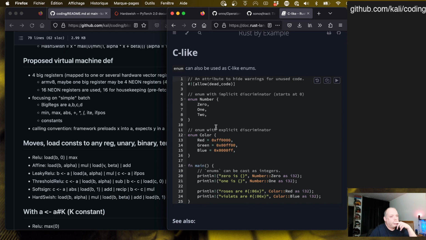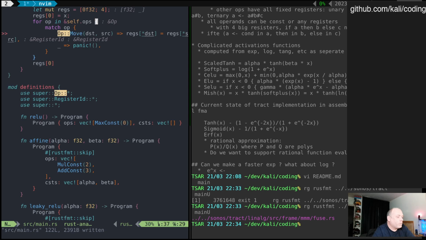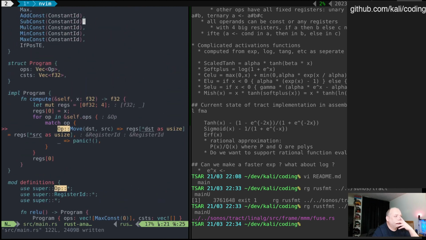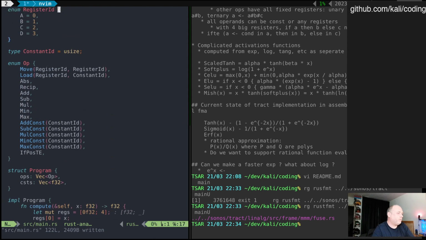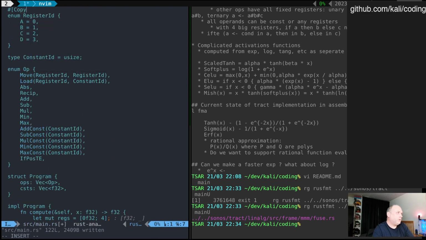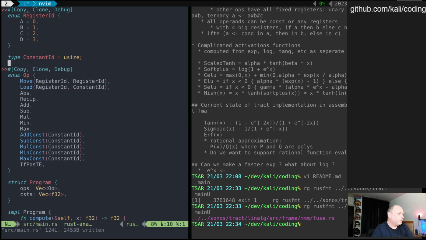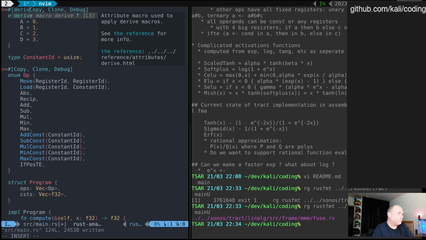And then how do I use them? Oh, just by casting. Okay. Why not? I can do that. src as usize. Okay, so we have the move. No, not yet, because I need to declare this as Copy, Clone, Debug. What else could be useful? Let's start with these. Same for Op: Copy, Clone, Debug, and I need a derive around them.